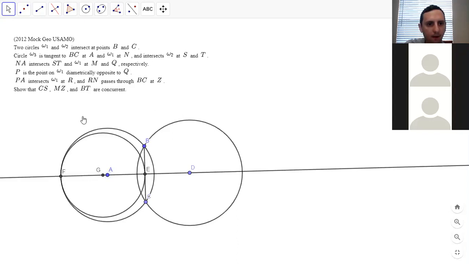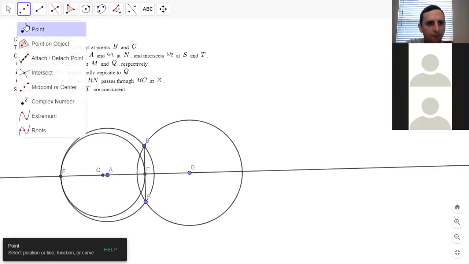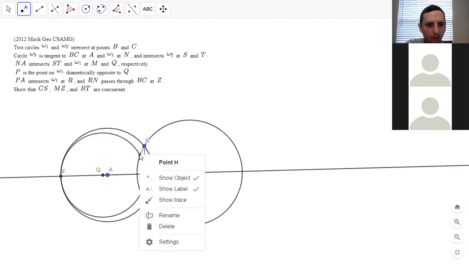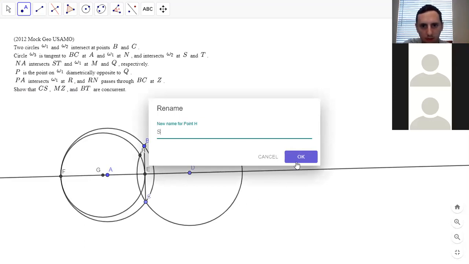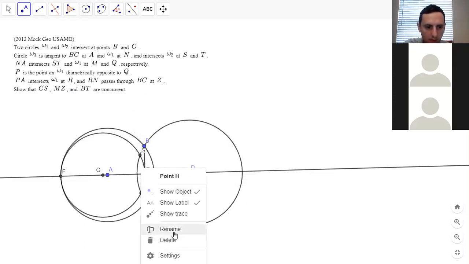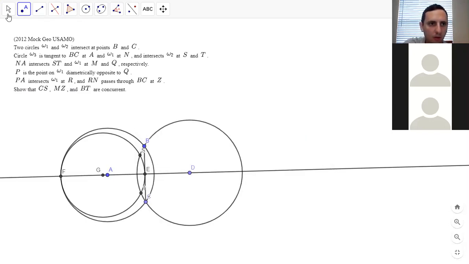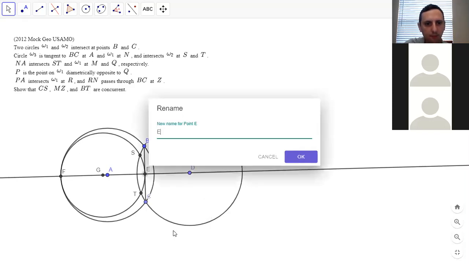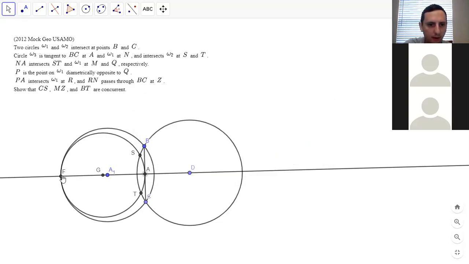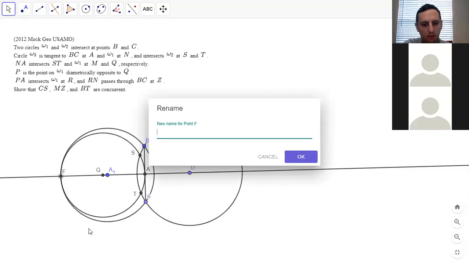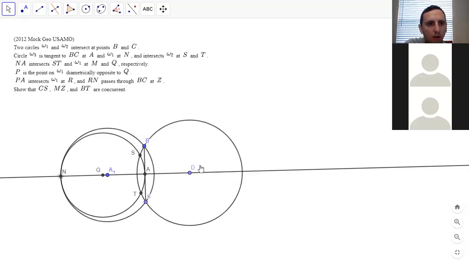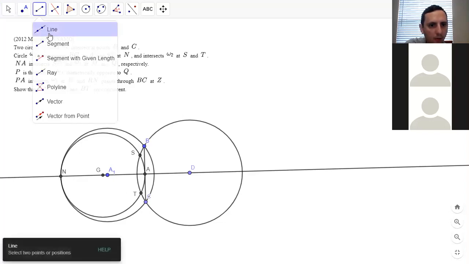So it intersects omega 2 at S and T. So this is S. This is T. And then NA intersects, oh wait, it's tangent to BC at A. So this should be A. And this should be N. So then we say NA intersects ST at omega 1 at M and Q.